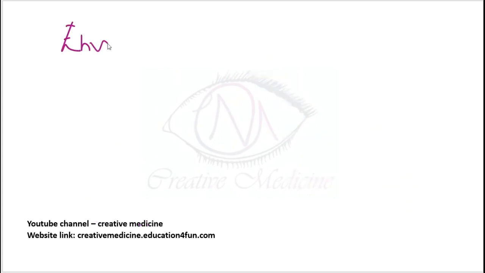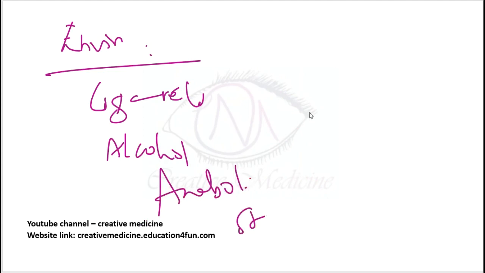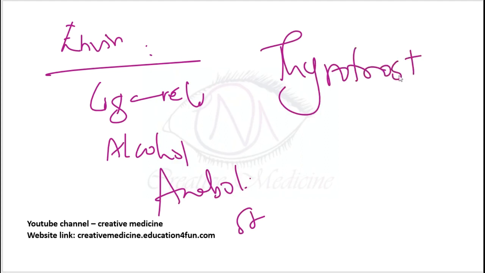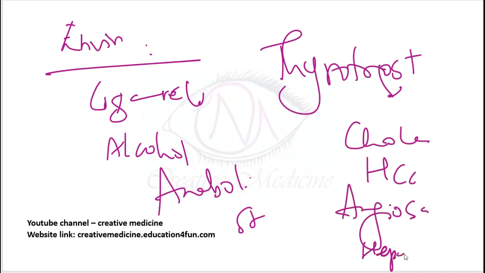Then the environmental factors which lead to hepatocellular carcinoma are cigarette smoking, alcoholism, and anabolic steroids, and also one chemical, thorotrast. Thorotrast will increase the risk of cholangiocarcinoma. It increases the risk of hepatocellular carcinoma. It increases the risk of angiosarcoma and also hepatic fibrosis.